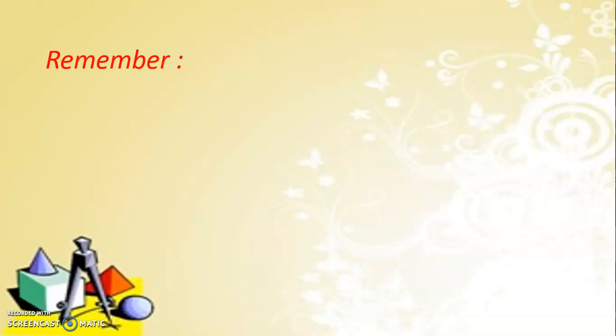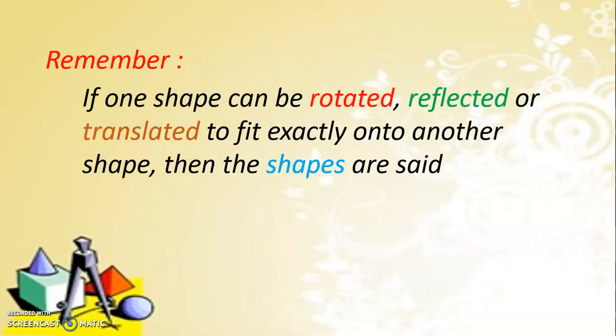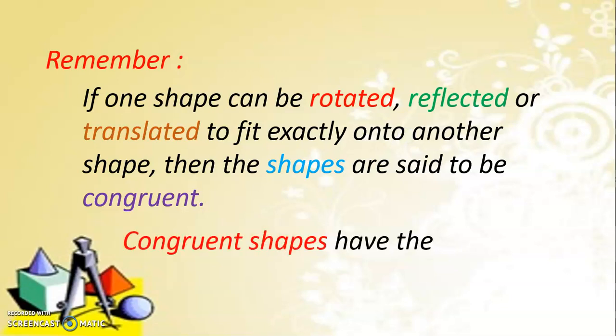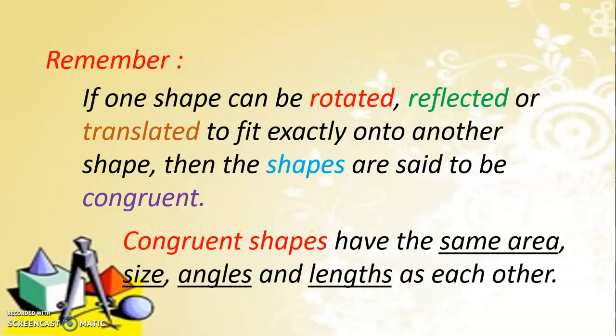So there are things that you need to remember about congruency. First, if one shape can be rotated, reflected, or translated to fit exactly onto another shape, then the shapes are said to be congruent. Congruent shapes have the same area, size, angles, and length as each other. So these things you need to remember in order to find out if the shapes are congruent.